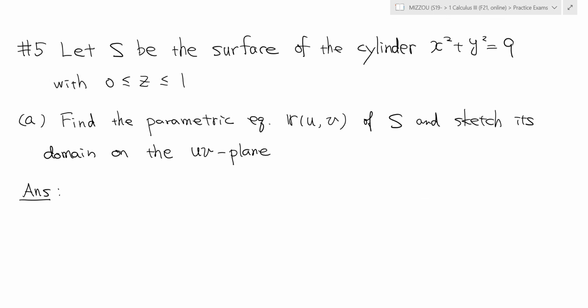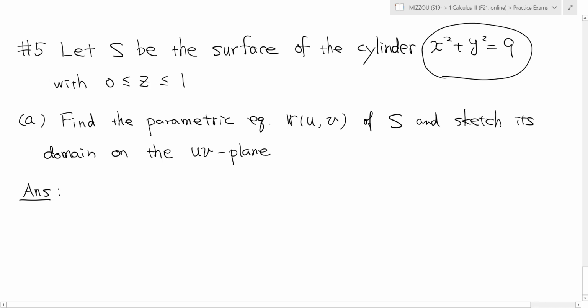Number 5, let S be the surface of the cylinder x squared plus y squared equals 9. So it's radius 3, it's a cylinder. If you just look at this on the xy plane, that's a circle with radius 3. But if you look at it in xyz space, that's a cylinder, just like a cylinder goes like this, with radius 3. And you look at the portion where z is between 0 and 1.